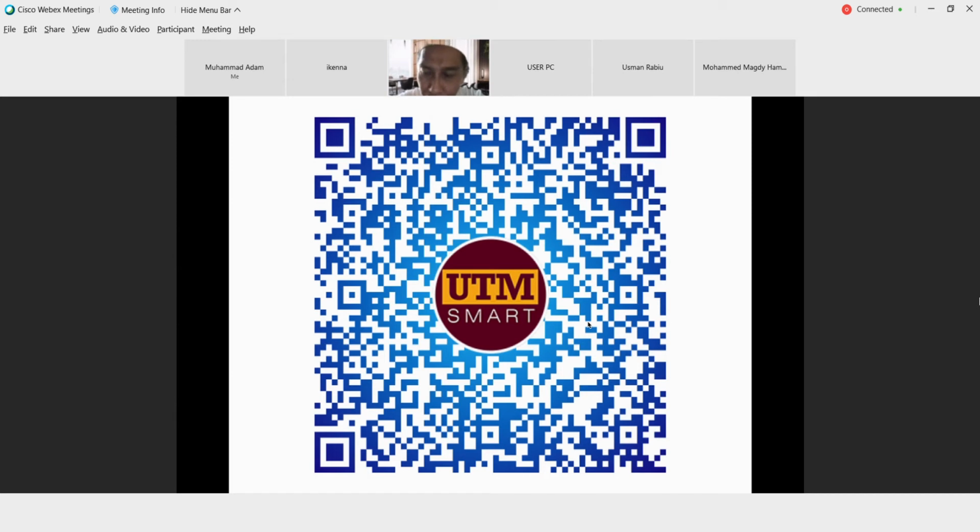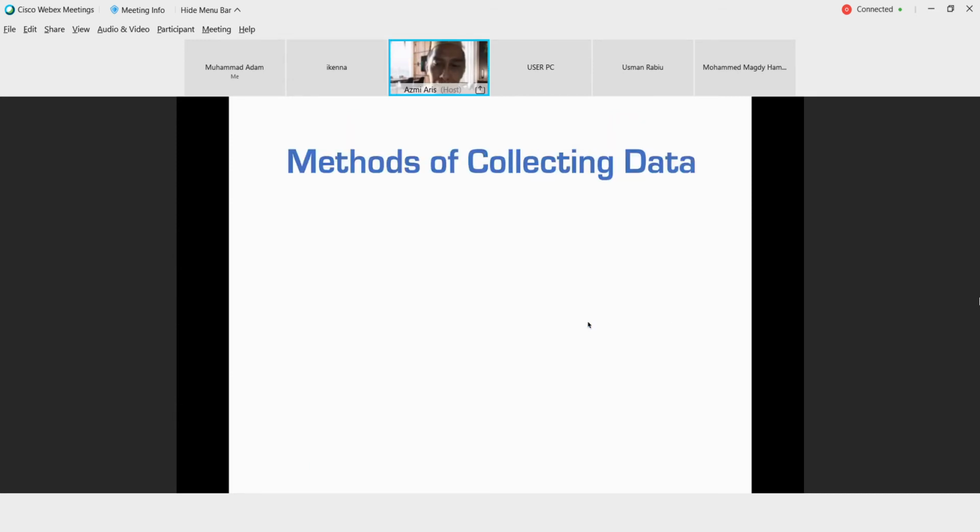Right, now we go for methods of collecting data. There are many methods of collecting data. Most commonly, engineers or scientists will use lab or field experiments. For social science, they will use surveys. Some will use observation. Some social science researchers use observation, looking at or observing the patient or observing their sample.